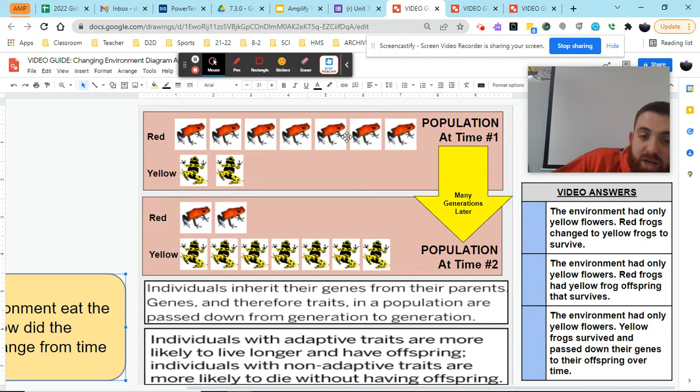The red frogs can't change to yellow. Once you have your traits, they cannot change. The environment had only yellow flowers. Red frogs had yellow frog offspring. Well, we know that's not true. Individuals inherit their genes from their parents.